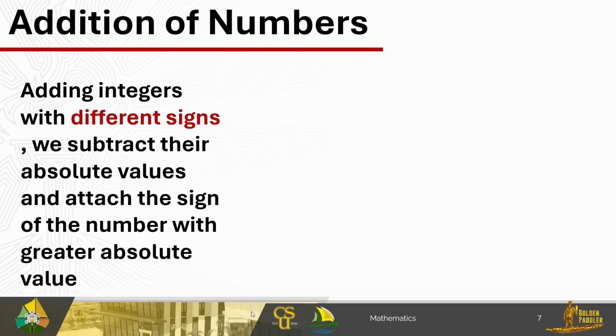In adding integers with different signs, we subtract their absolute values and attach the sign of the number with greater absolute value. Say for instance, negative 4 plus 6, or you can say 6 minus 4, which is equal to 2. Since the sign of the largest number, which is 6, is positive, we take positive 2.